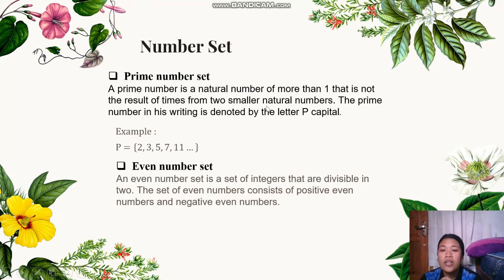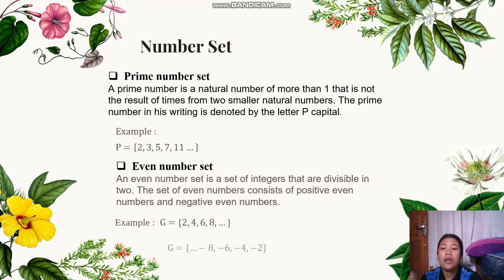Okay, next, even number set. An even number set is a set of integers that are divisible by two. The set of even numbers consists of positive even numbers and negative even numbers. For example, positive even numbers: G equals {2, 4, 6, 8, 10, and so on to infinity}. These are integers that are divisible by two.